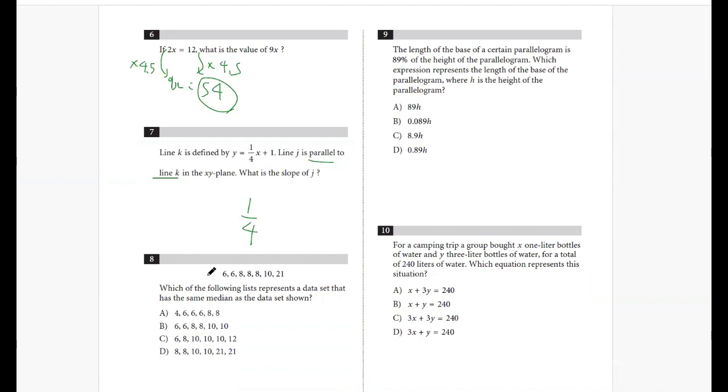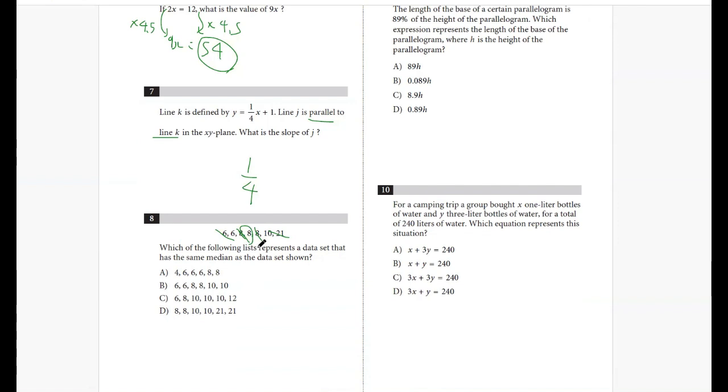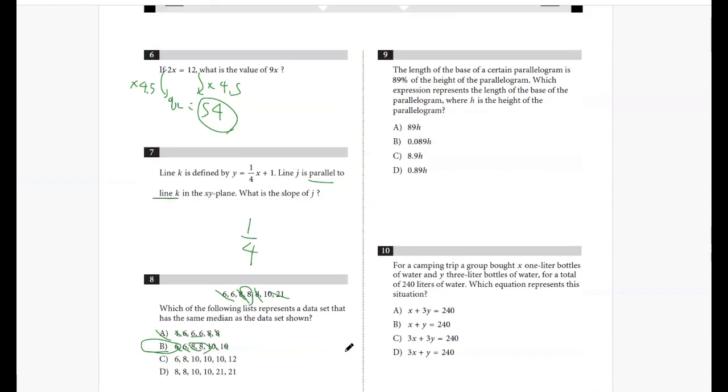Which of the following lists represents a data set that has the same median as the data set shown? So let me get the median real quick. Cross out 2 on the right, 2 on the left. Cross out 1. So 8 is the median. So let's see. Cross out. Nope. Cross out. Yes, we have an 8 as a median. So B is the correct answer.